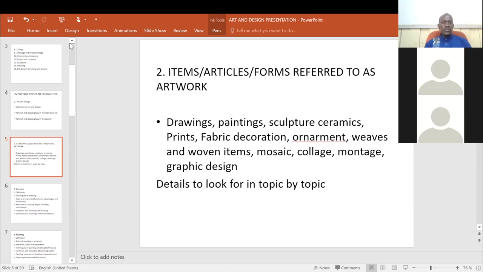The 2D forms of art, those that mostly appear flat on the surface, are drawings, paintings, sometimes screens. We have mosaic and photo montage and montage. Graphic design can also be a form of two-dimensional art.